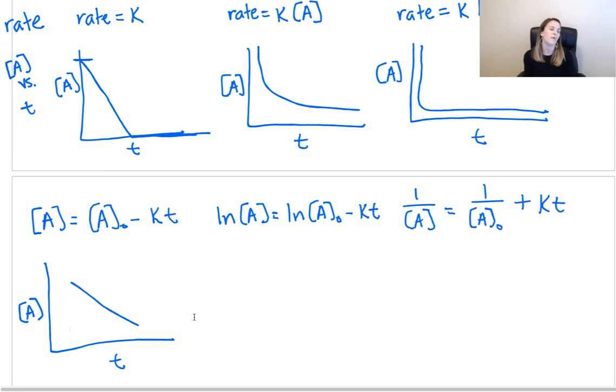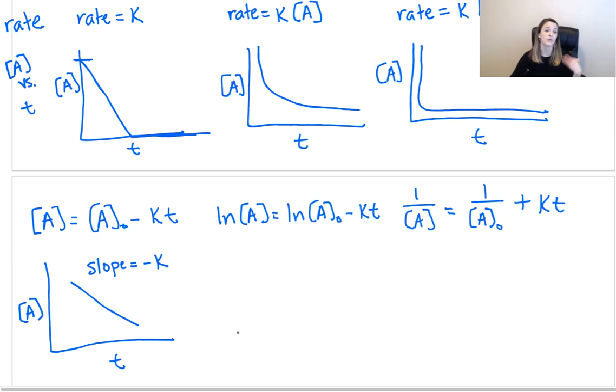My data must be 0 order, or I must have a 0 order reaction with respect to whatever reactant I'm studying. And for this plot, if you get a straight line like this, you would then take your slope, multiply it by -1, and that gives you your rate constant. So you plot your data, you get your slope, and that's what gives you your rate constant.